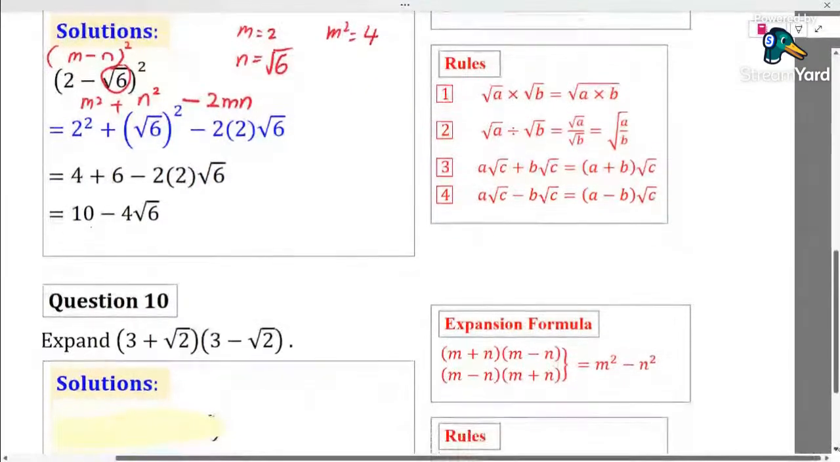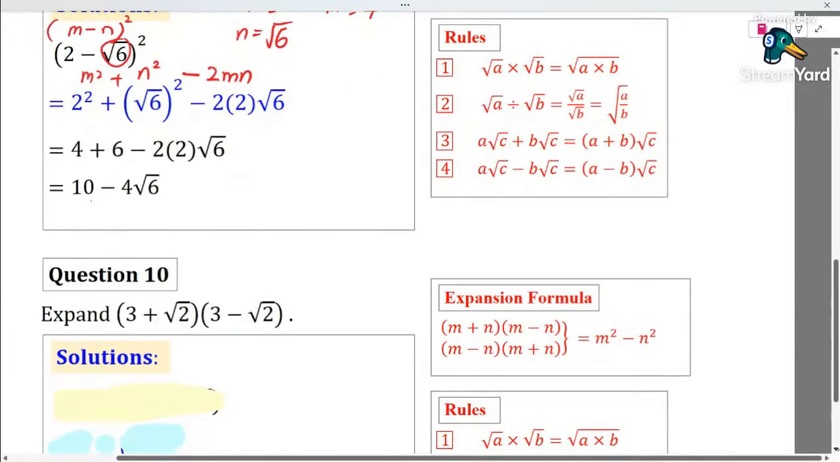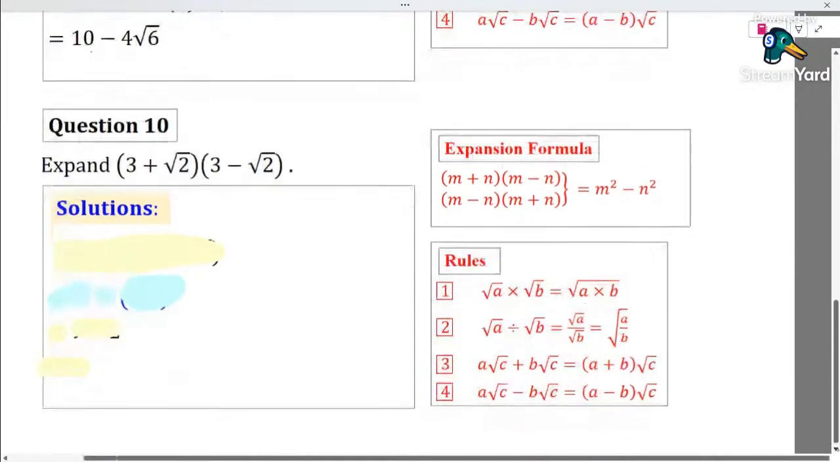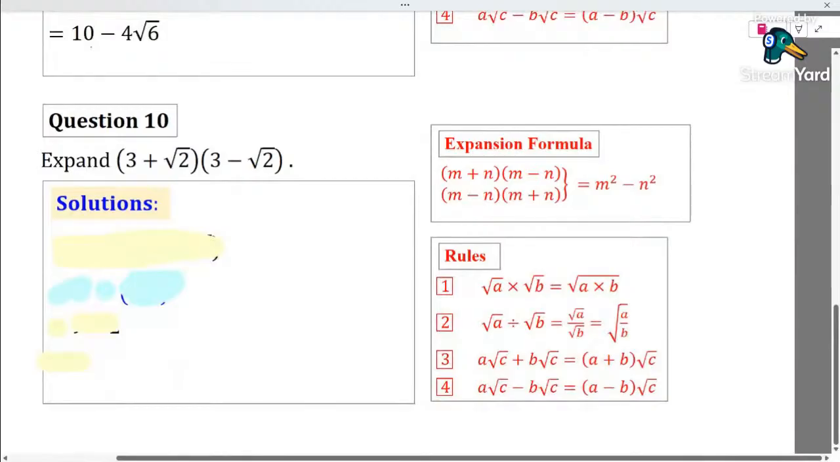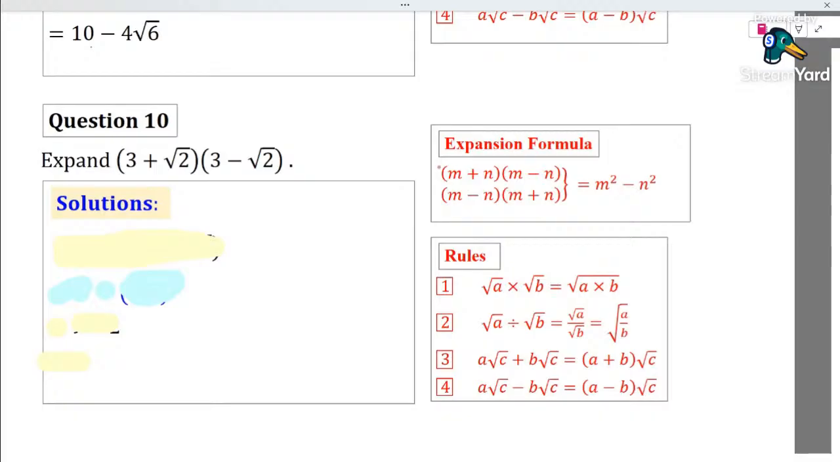Okay, go on. Question number 10. Another important expansion that you need to know. This is about multiplication of a conjugate pair, where the reference formula is this one here. I can have m plus n, m minus n, or the other way around. The result is m squared minus n squared. This is important, especially when you want to do rationalization, when you want to multiply conjugate pairs.